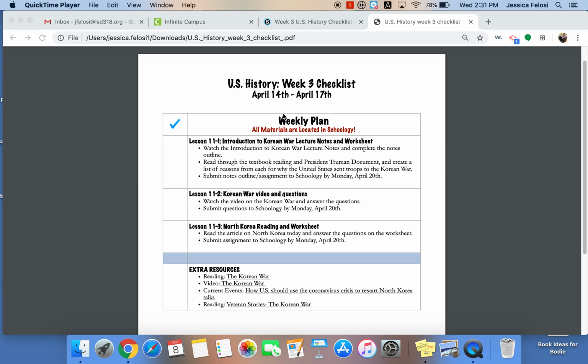If you look at the first day, lesson 11.1, we are going to start talking about the Cold War in more detail. We're going to be looking at ways in which the Cold War becomes a hot war and how there's more conflict as a result of the Cold War. One of the key places where that happens is the Korean War. So we are going to learn about why the Korean War happened, what happened during this conflict, who was involved, and in particular, why the United States was involved.